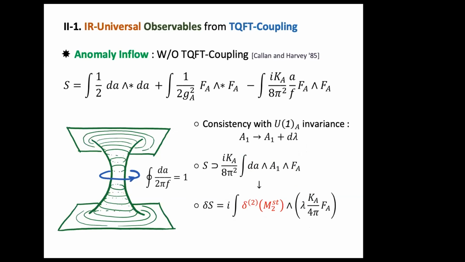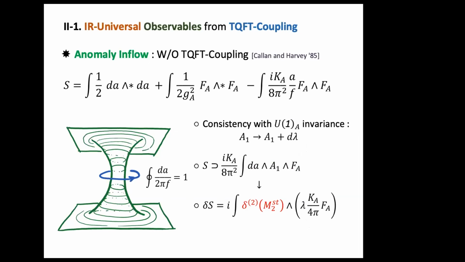Okay, let's move on. So what is anomaly inflow? Anomaly inflow is the statement that this very nice looking action secretly is not gauge invariant if I insert an axion string singularity in space and time. So the point is that, without having a lot of time to discuss, this is not U(1)_A gauge invariant. In fact, you can show pretty quickly that the variation under the U(1) gauge transformation looks like this.